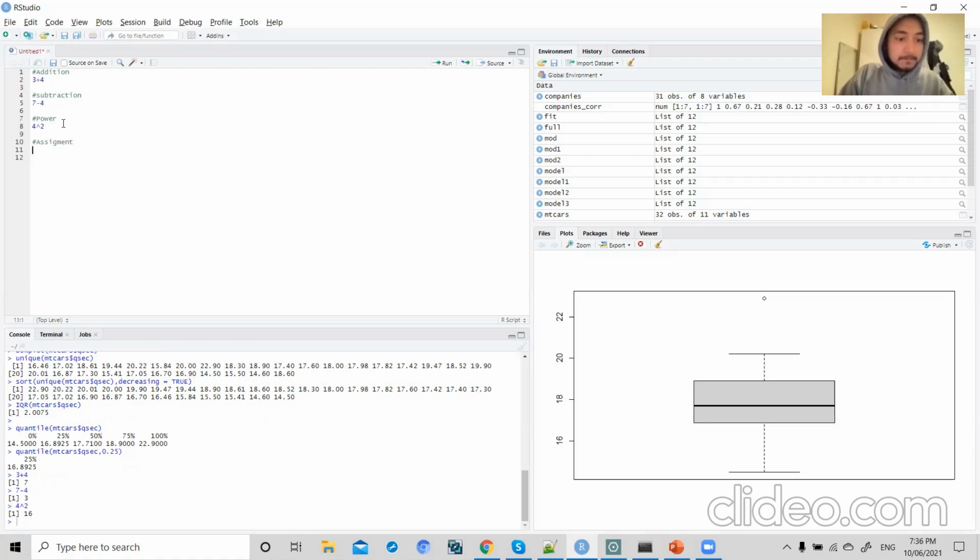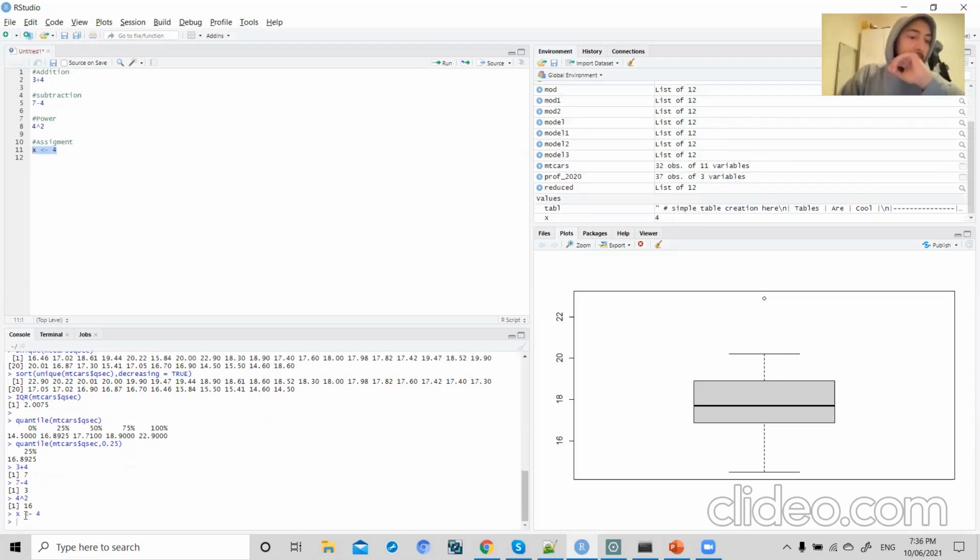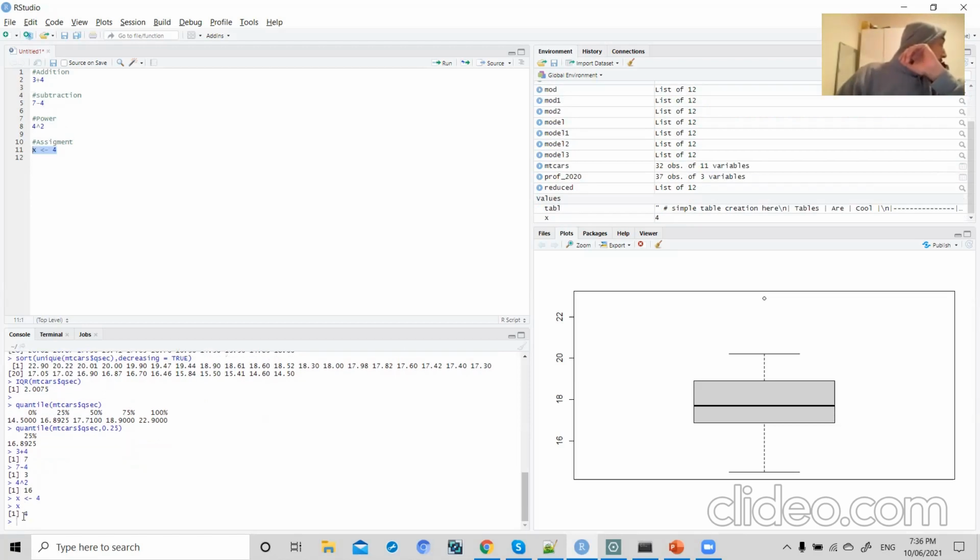To declare a variable, we usually use an arrow. Here x is 4, and if we look at x, it's assigned 4. So instead of using equals, we use an arrow. Suppose a is 1 and b is 2, then we do an addition with a plus b and assign that value to c.